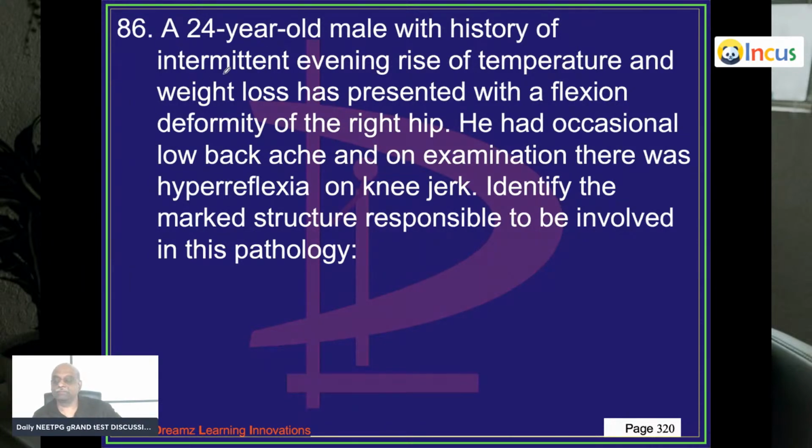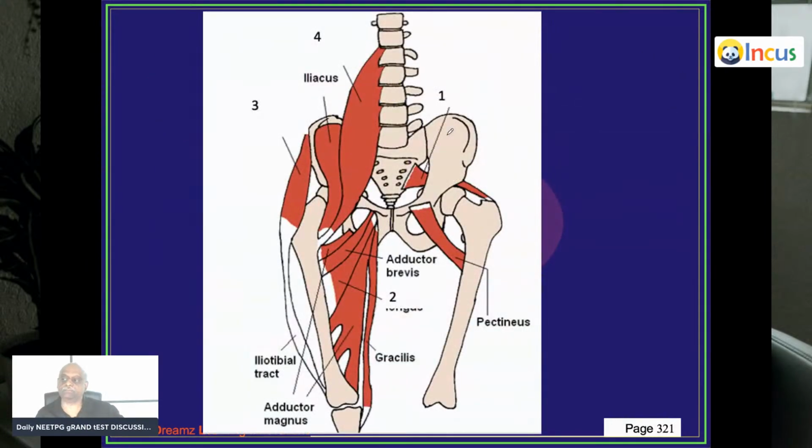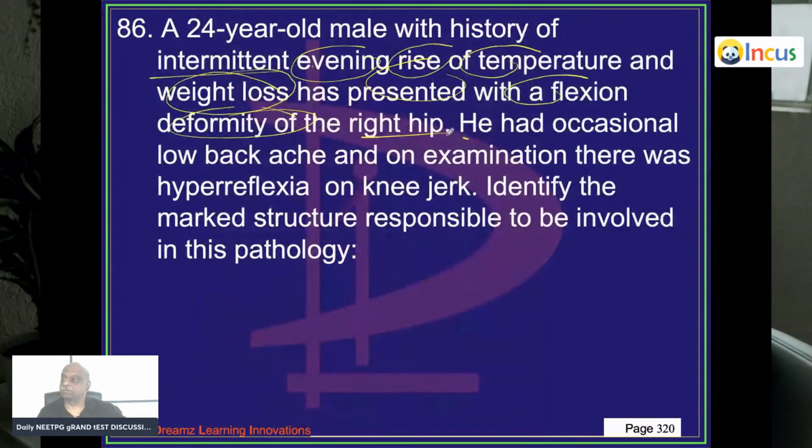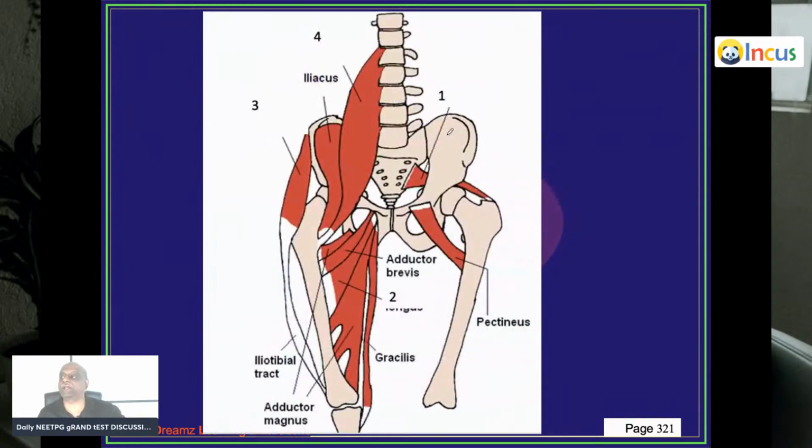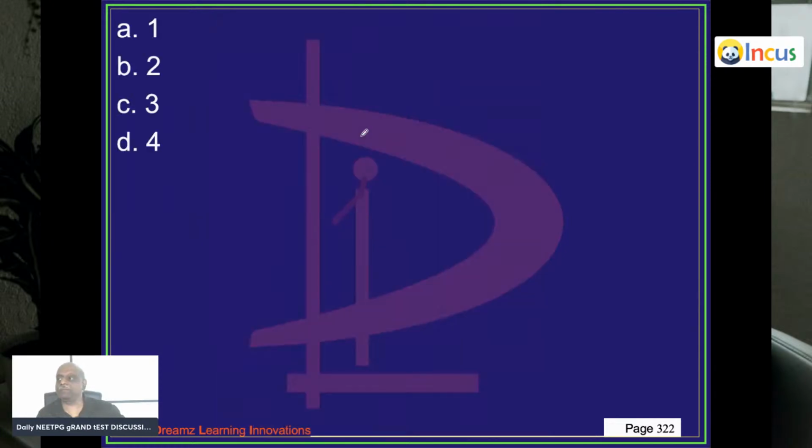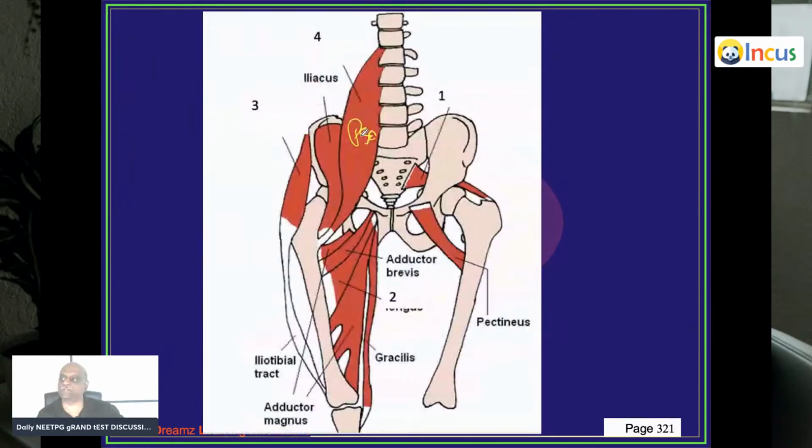A 24-year-old man with history of intermittent evening rise of temperature with weight loss presented with flexion deformity of the right hip. Flexion deformity of the right hip. So obviously, flexion of the right hip is done by what? Psoas. So which is the muscle? Psoas, which is marked 4.